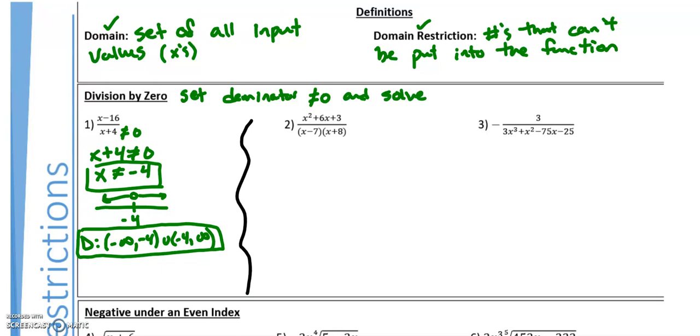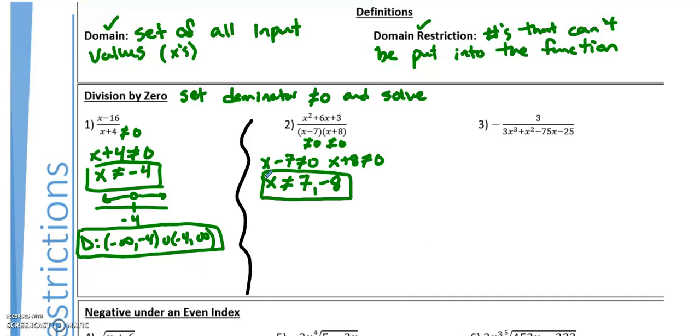For number 2, again, we're not really worried about the numerator right now. It doesn't factor, so nothing's going to reduce. So I'm just worried about the denominator, and it says set it not equal to 0. And when I do that, really what I'm just doing is setting each individual piece not equal to 0 by using the zero product property. So I have x minus 7 isn't 0, and x plus 8 cannot be 0. So I can see that I have x is not 7 if I add it over, or negative 8. Those are my domain restrictions. Those are what I'm not allowed to have in my function.